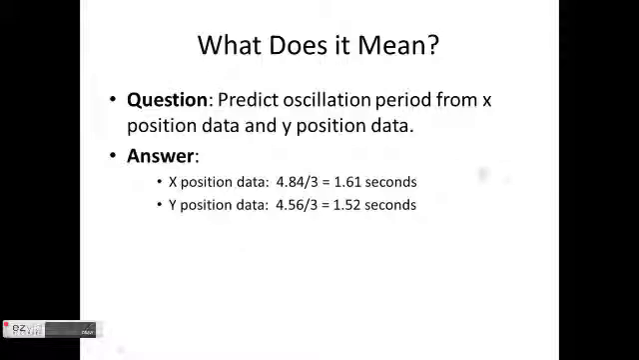We already said that our data satisfied the energy principle. Now for the second what does it mean question, we predict the oscillation period from both the x and the y position data, which we get to be 1.61 seconds for the x position data and 1.52 seconds for the y position data. The difference suggests that the oscillations occur more quickly in the y direction, meaning that the mass on the spring is oscillating faster in the y direction than in the x direction.